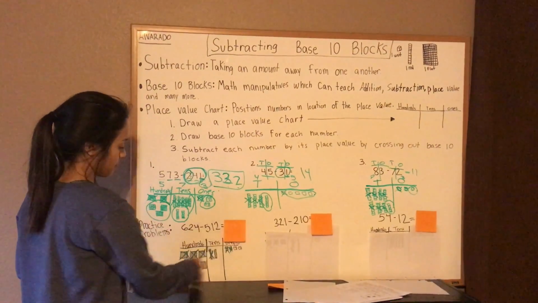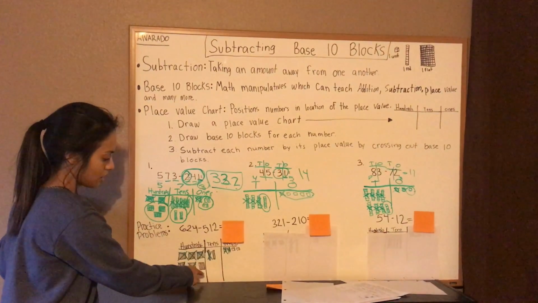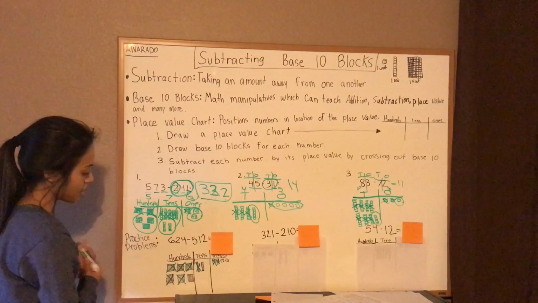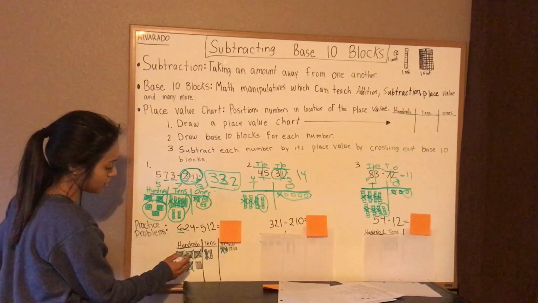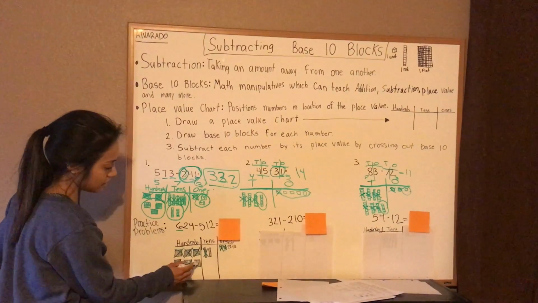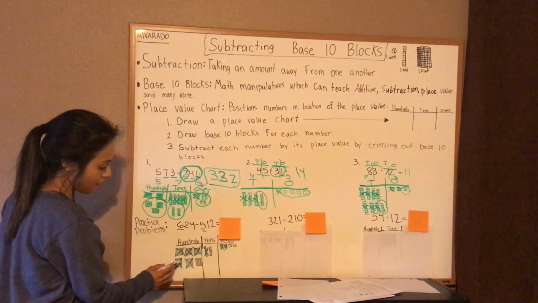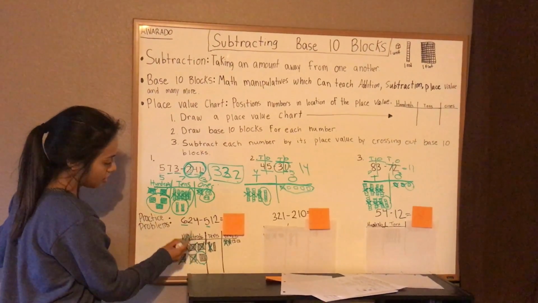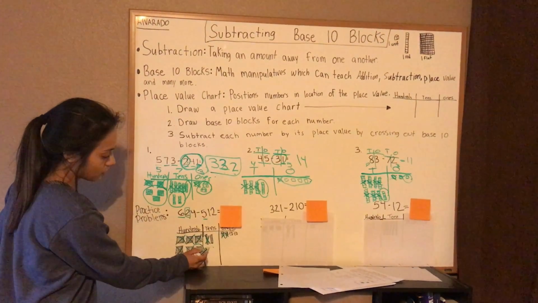So first one, we drew our place value chart. You see that? Then we drew them out. So we have our hundreds. And because there's 6 right here, we drew 6 flats. So 1, 2, 3, 4, 5, 6. And we subtracted that by 5. So you see how we x'd out 5 of them, which equaled out to 1. Then in our tens place, we have a 2. So we drew 2 rods.